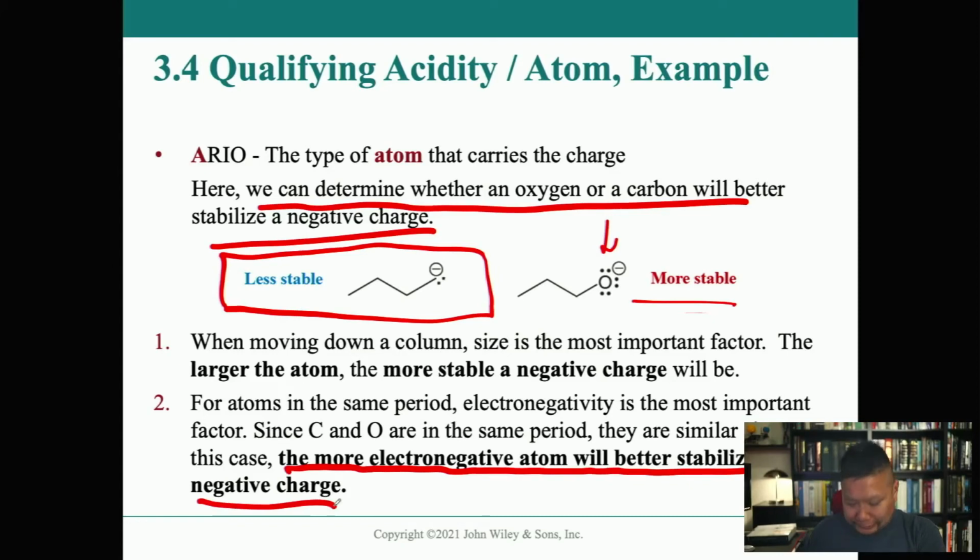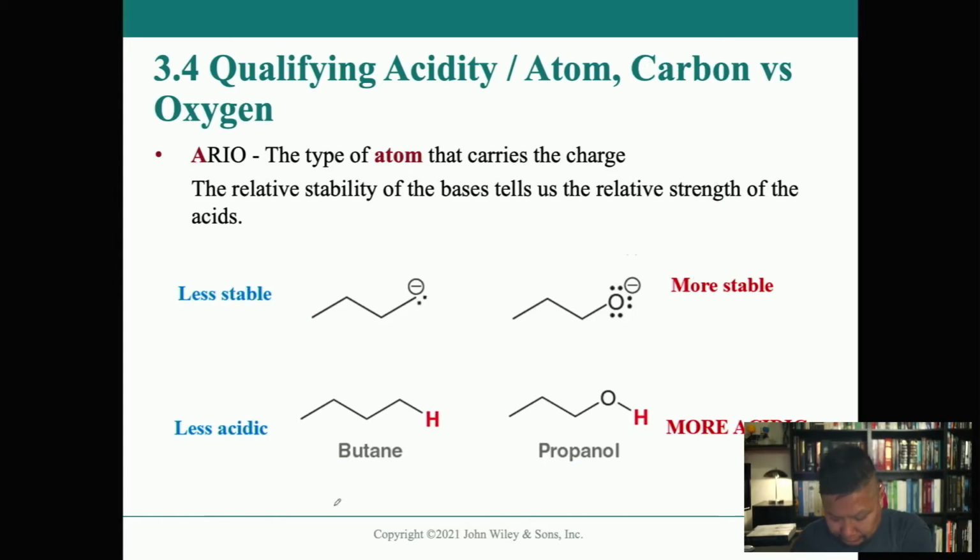I guess an important thing to note too is that size can actually stabilize a negative charge too. So as you go down the rows of the periodic table, an atom gets bigger, right? And so the bigger the atom, the more likely it will be able to stabilize a negative charge. But oxygen and carbon are on the same row. So electronegativity gives way to size when you're basically the same size on the same row.